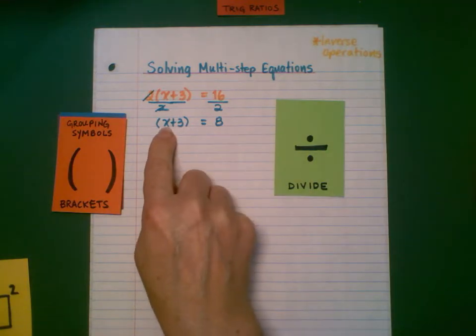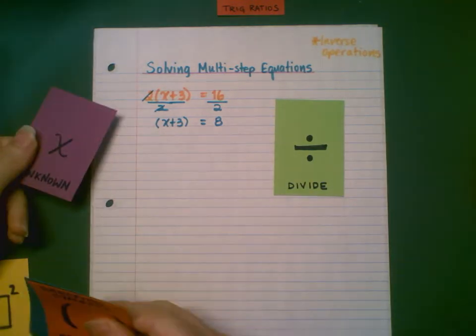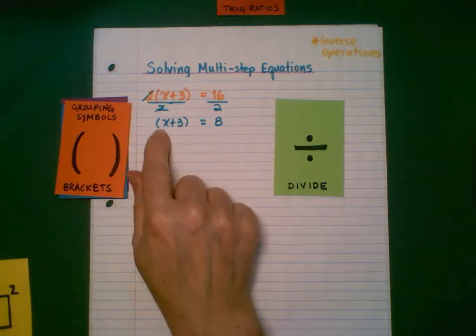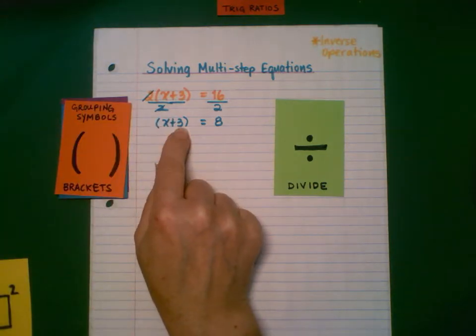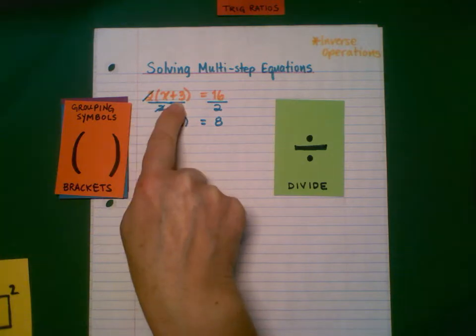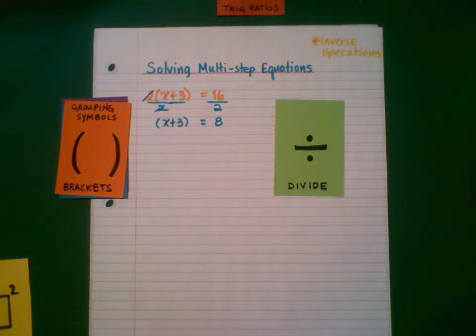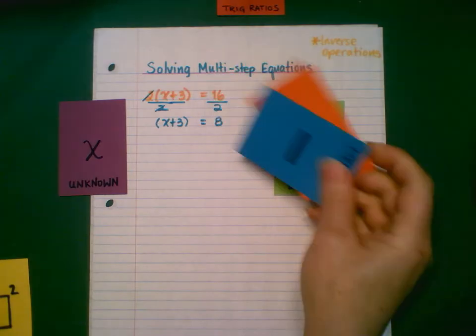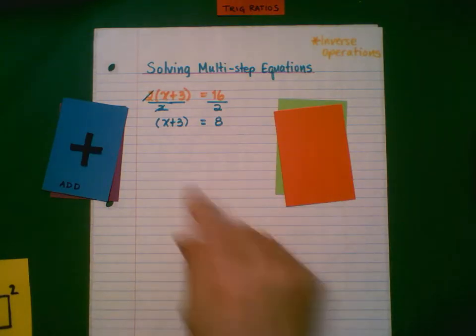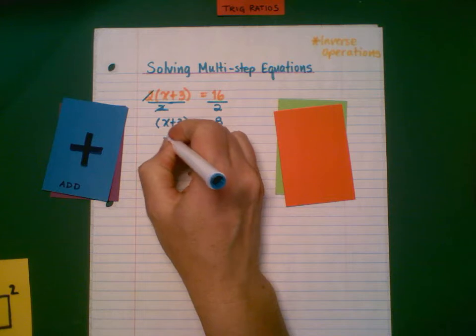Now I've still got my variable, added to 3, and then in grouping symbols. At this point, the grouping symbols aren't actually doing anything. They were there to make sure that the multiplier of 2 applied to everything, but I've dealt with that 2 now, it's gone. So the grouping symbols can go away. It's the same as just saying x plus 3 is 8.